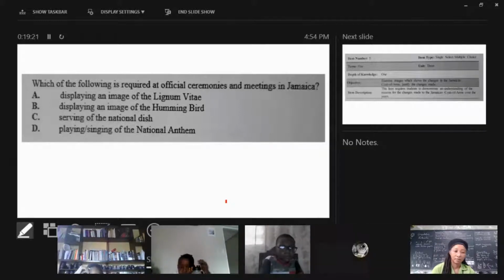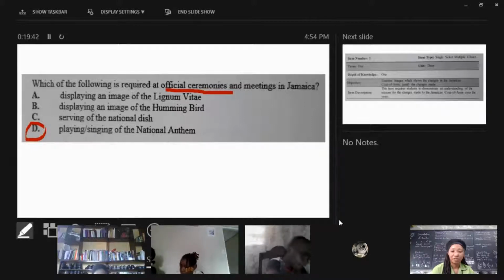Miss, I would say D. Playing or singing of the national anthem. All right, that is correct, John. When there are official ceremonies, we are expected to either play or sing the national anthem. And of course, we would stand at attention. All right, so Michaela said D, Ashley D, Nia, Legende, Antoine all said D for question 4.